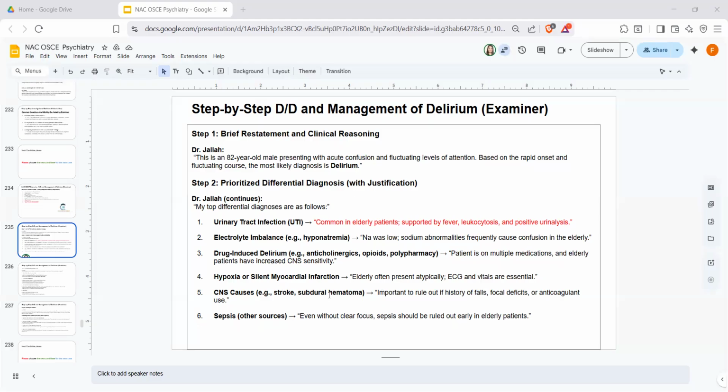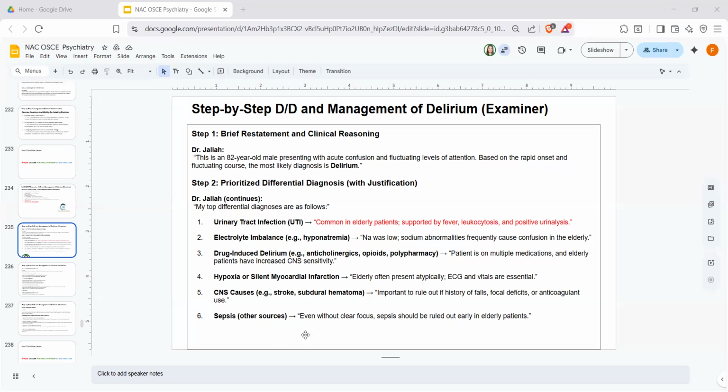Fourth, hypoxia or silent MI. Elderly patients present atypically. ECG and vitals are essential. We will monitor the patient's vitals and get an EKG done to make sure it's not because of a myocardial infarction. My fifth differential is CNS causes such as stroke or chronic subdural hematomas. In elderly patients, especially if they have a history of falls, a focal deficit, or are taking anticoagulants, we have to rule out subdural hematomas and strokes to make sure the confusion is not related to a stroke or a bleed.